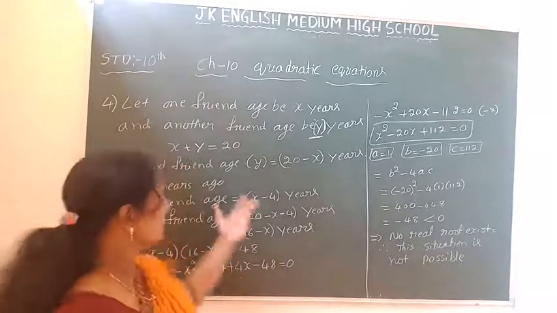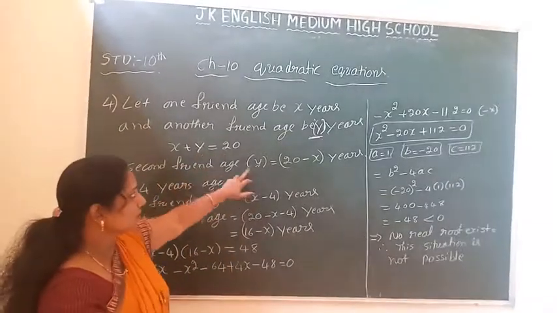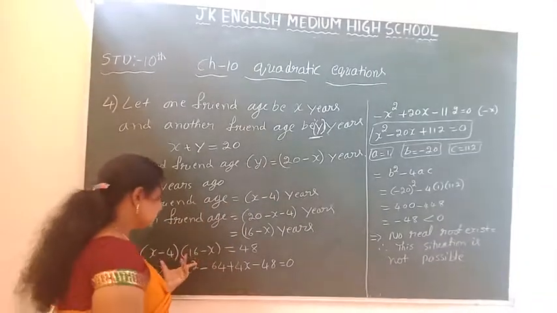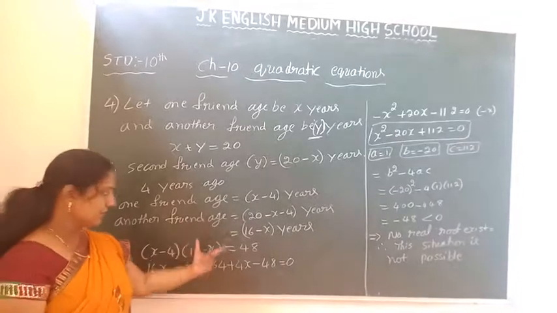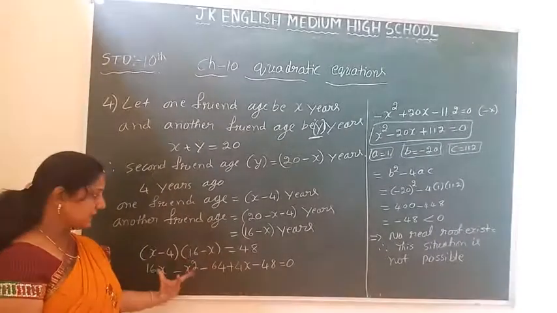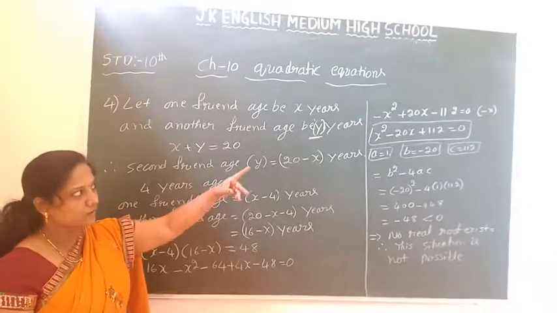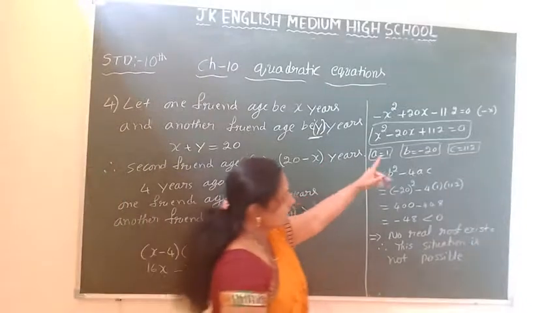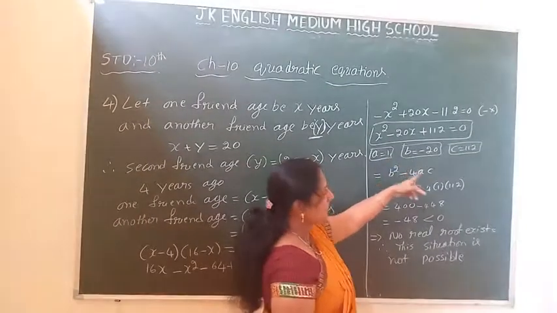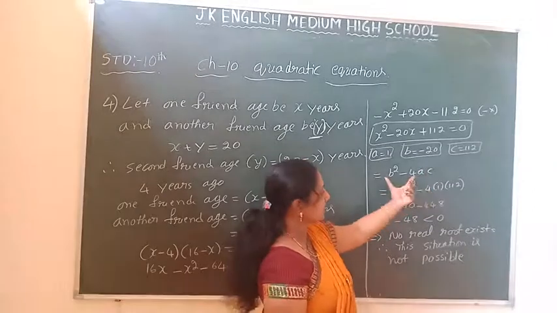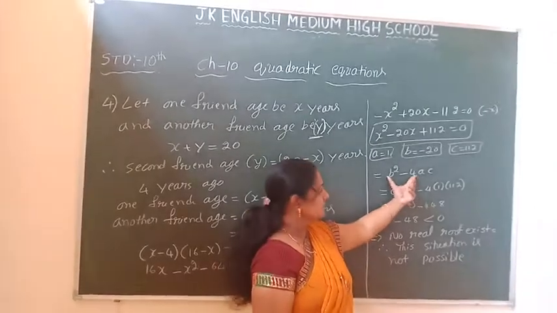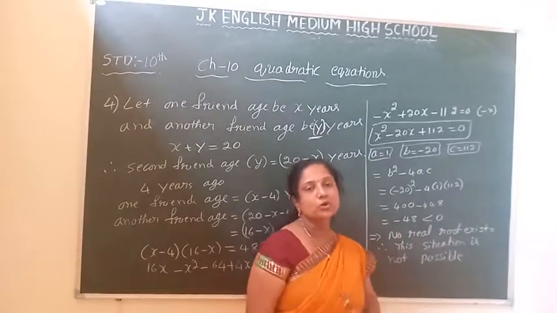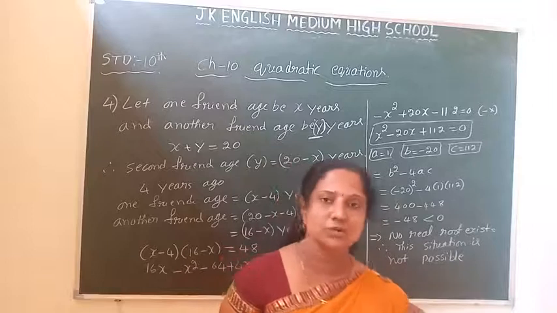Then according to the statement, x plus y is equal to 20. Then y is equal to 20 minus x. Then 4 years ago, their ages become less 4. Then I have simplified, substituted and multiplied. After simplification, I got the standard form of quadratic equation, x square minus 20x plus 112 is equal to 0. Compare a value, b value, c value, write it. Substitute in the discriminant value. So the discriminant value I got is less than 0. If this value is less than 0, no real root exists. Therefore, this situation is not possible, children.